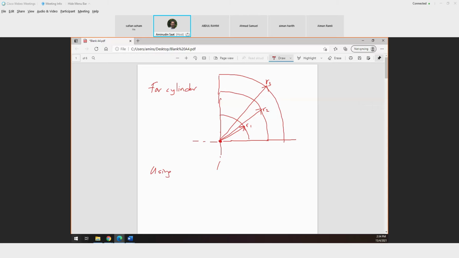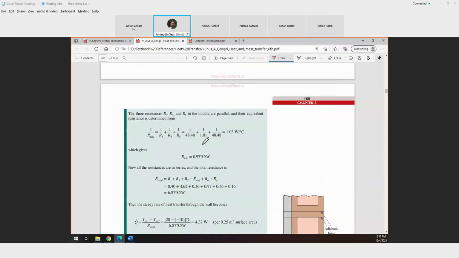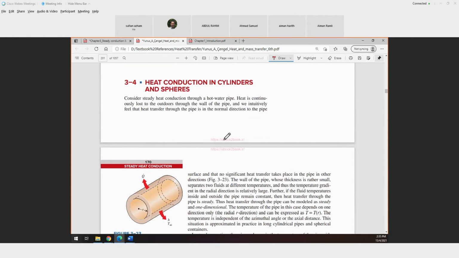the derivation of conduction resistance for cylinder is in section 3.4. Where is section 3.4? Yeah, this one.